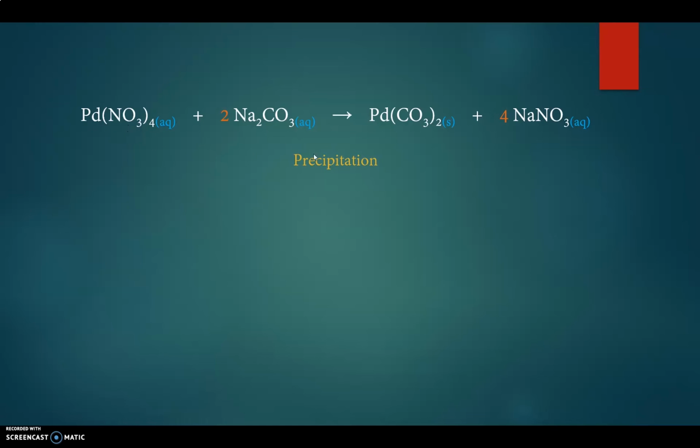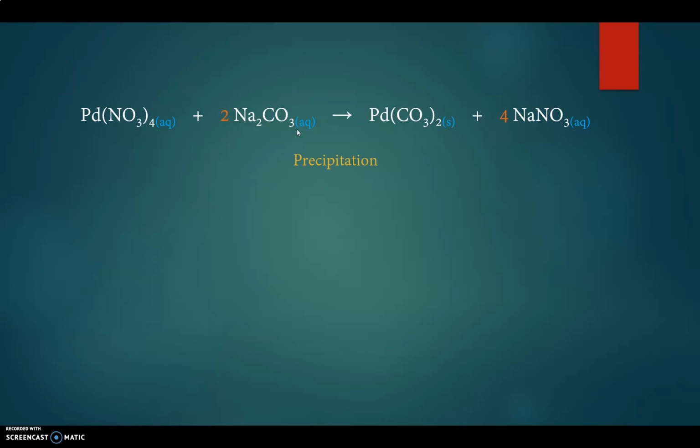4 nitrates means we'll need 4 of our sodium nitrate, and with 4 sodiums, we would need to have 2 sodium carbonates, and now we have 2 carbonates and 2 carbonates. Everything is balanced. For physical states, nitrate has a charge of 1, so the first compound's aqueous.